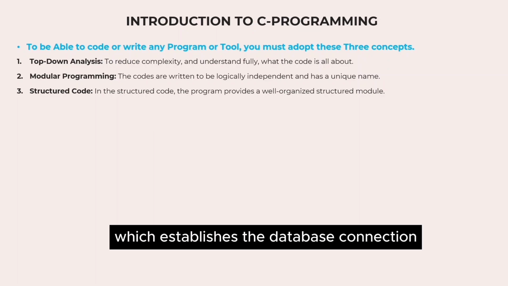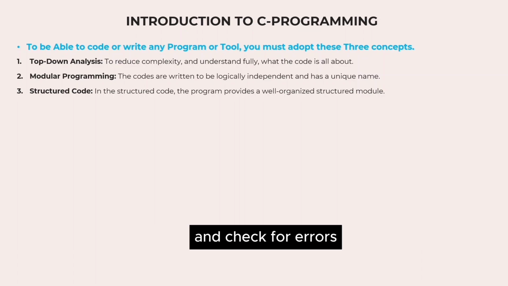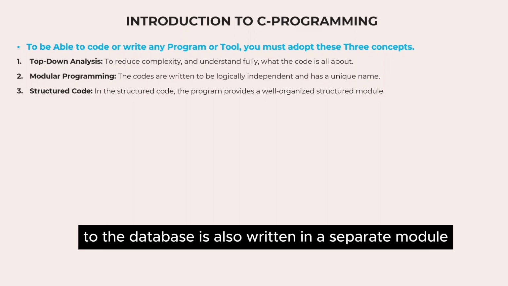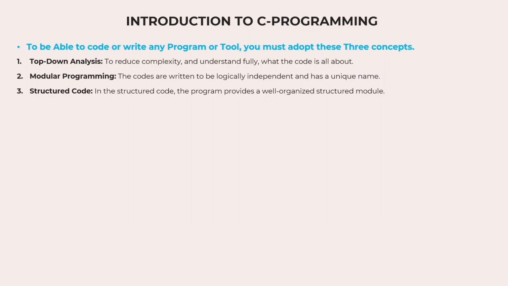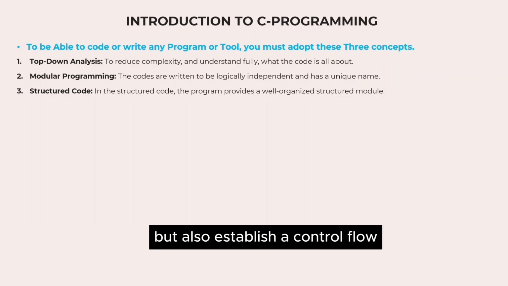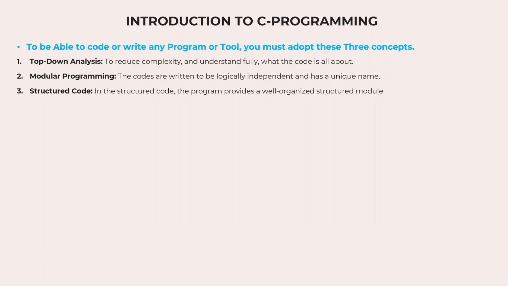Hence, the code which establishes the database connection and checks for errors is written in different functions or file models, and the one responsible for passing the data to the database is also written in a separate model. This makes it not just easy to read the program, but also establishes a control flow.